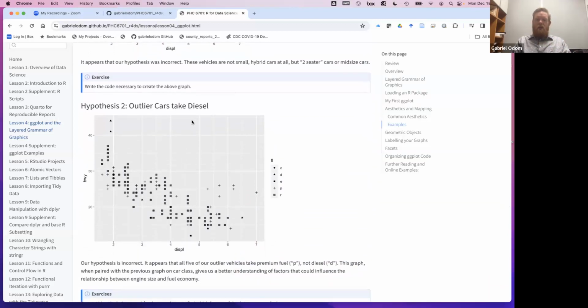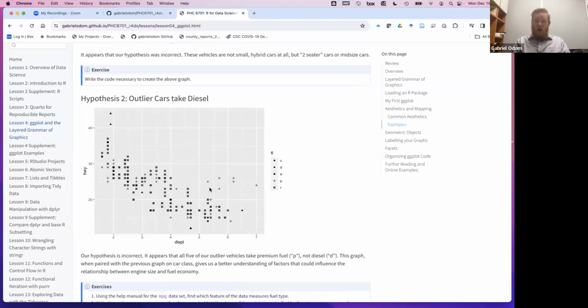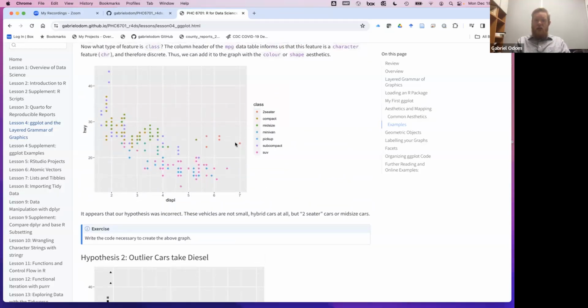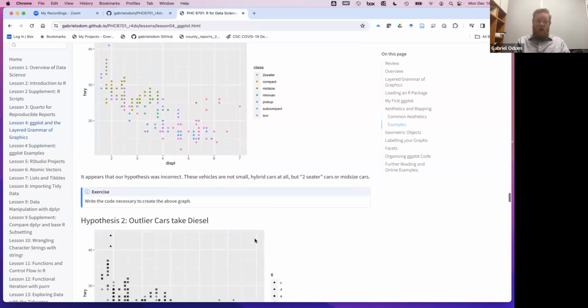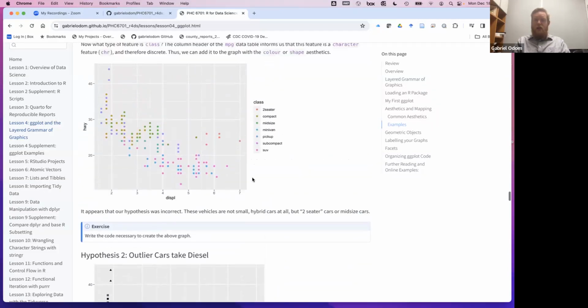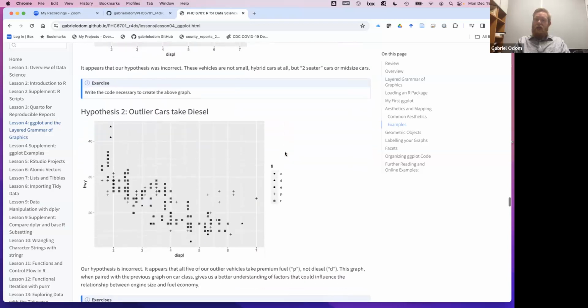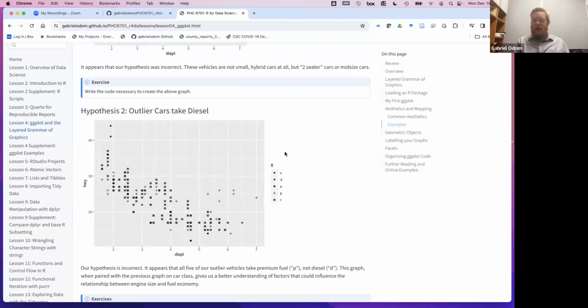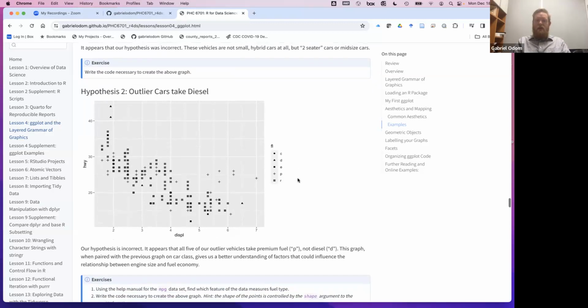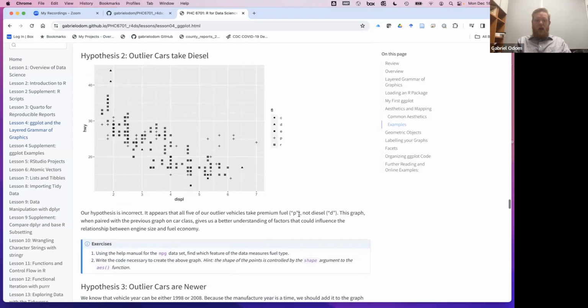What's interesting though is when we get to hypothesis two, which was saying maybe these cars take diesel. Well, we do see that all of these cars take the exact same kind of fuel, but that is that they take premium fuel. Now, this is interesting. So when we take this information that all of these cars take premium, in conjunction with the fact that 5 of the 6 cars are two-seater coupes, well, now we start to get an image of what kind of car this is. But we still had another hypothesis to test, so let's move forward.